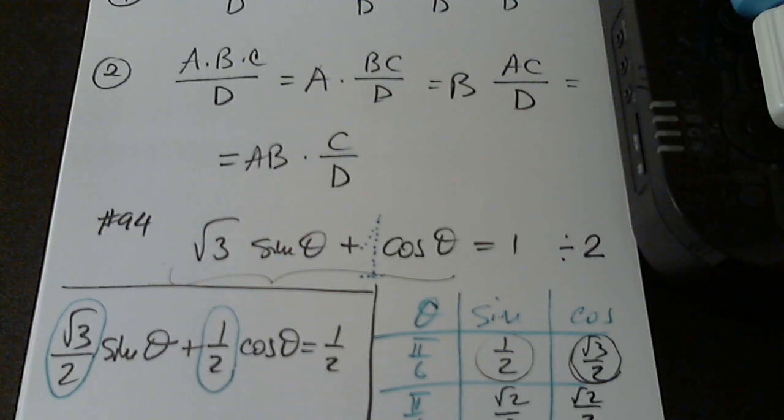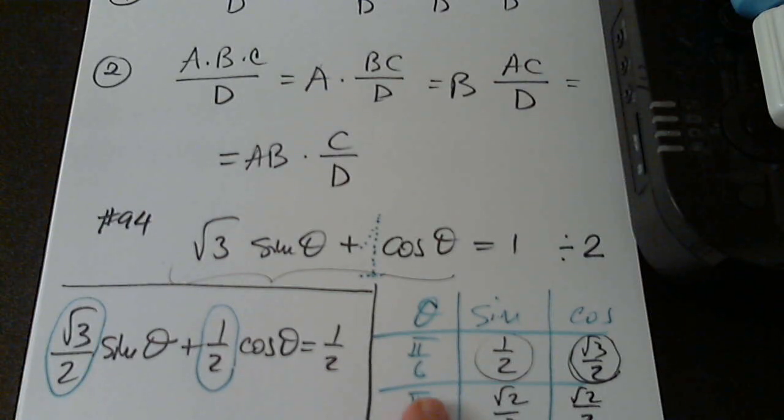So, which angle would you like to use? If you want to use pi over 6, then you have cosine pi over 6 and sine pi over 6. If you want to use pi over 3, then you have cosine pi over 3 and sine pi over 3. Which one would you like to work with? Either pi over 6 or pi over 3. It will not make any difference. The answer will be the same. But we have to make a decision.